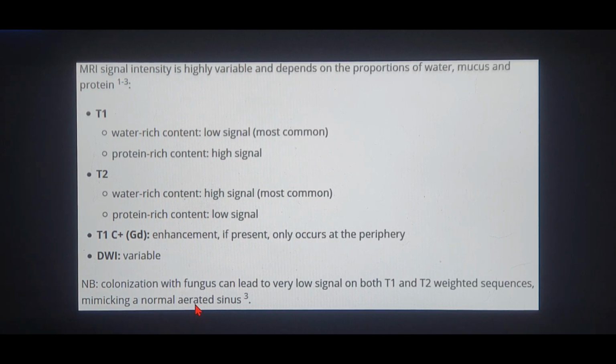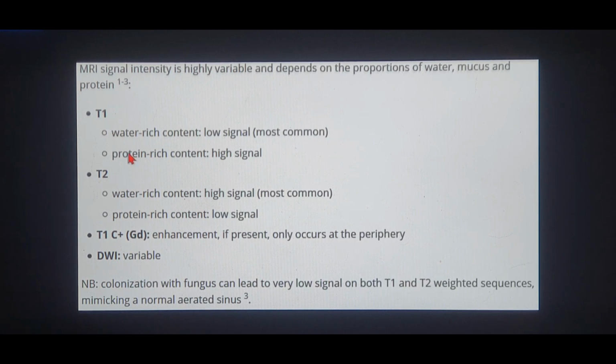Okay, now the protein is the mucin, which is different from the fungus. So the fungus will always appear as low signal on T1 and T2 both. So if a patient comes to your OPD with only the MRI but not the CT scan, and the patient is having AFRS or maybe invasive fungal, then on T1 and T2 both the fungus will appear as hypo, very low intense. Okay, this is really important.